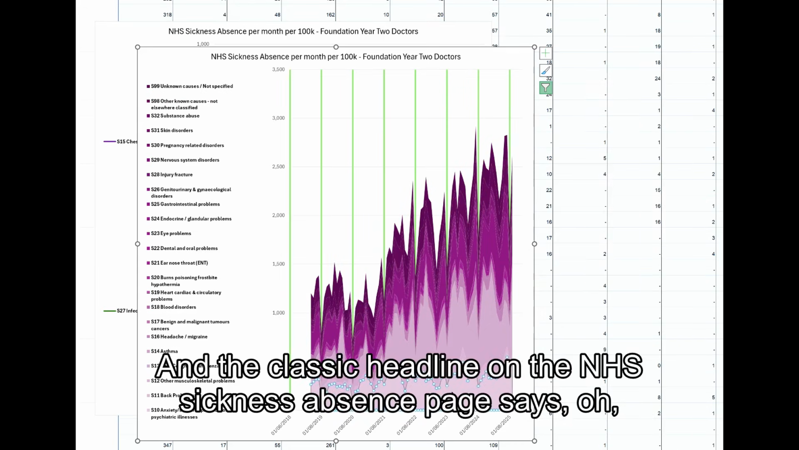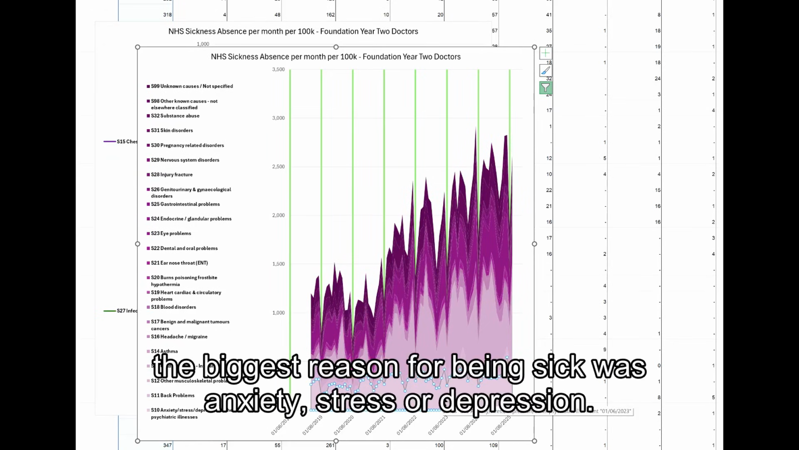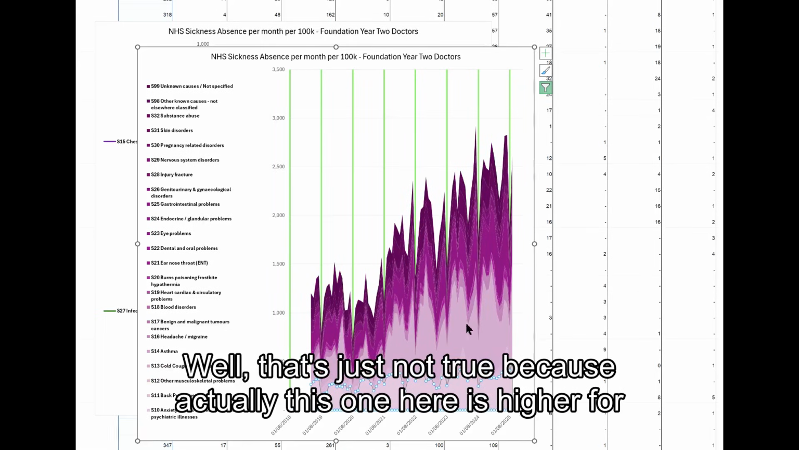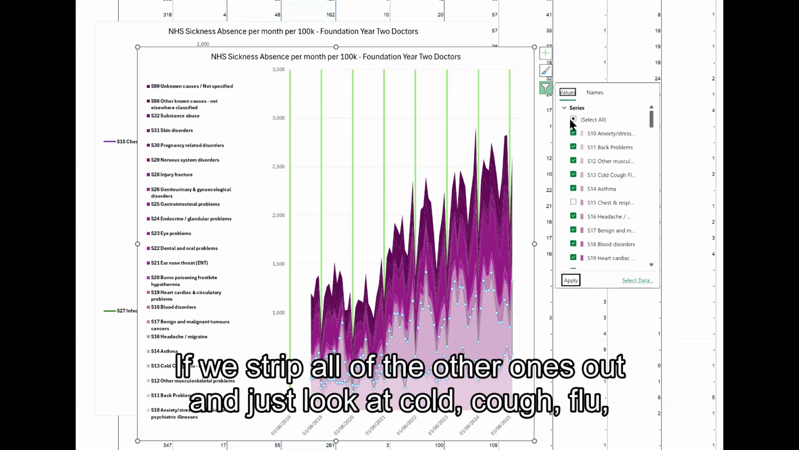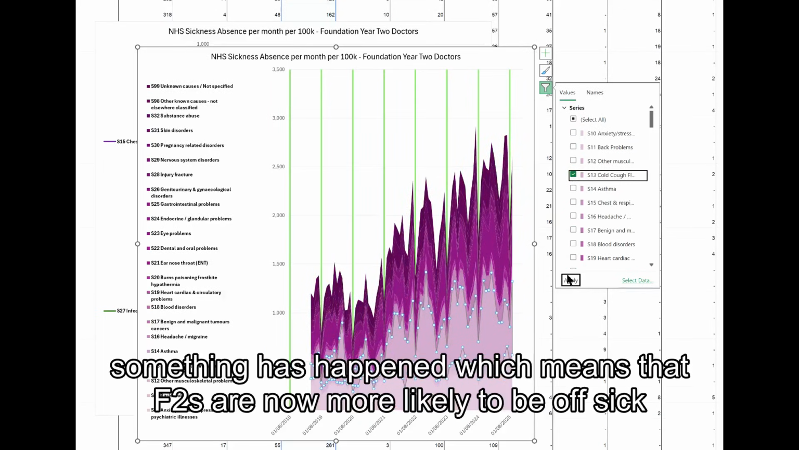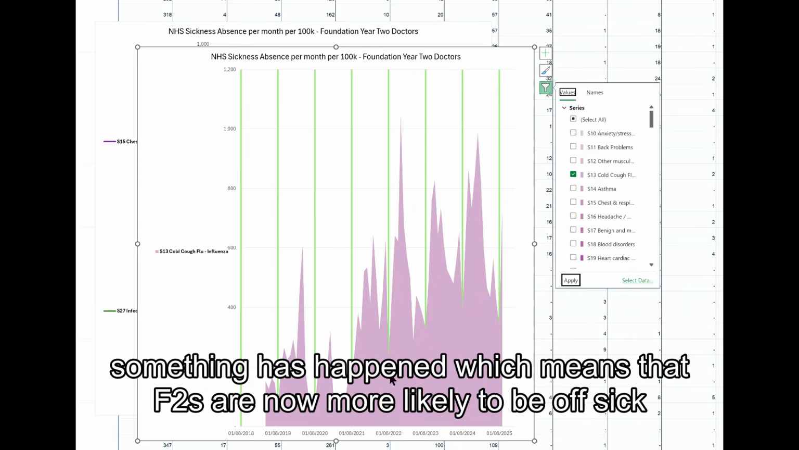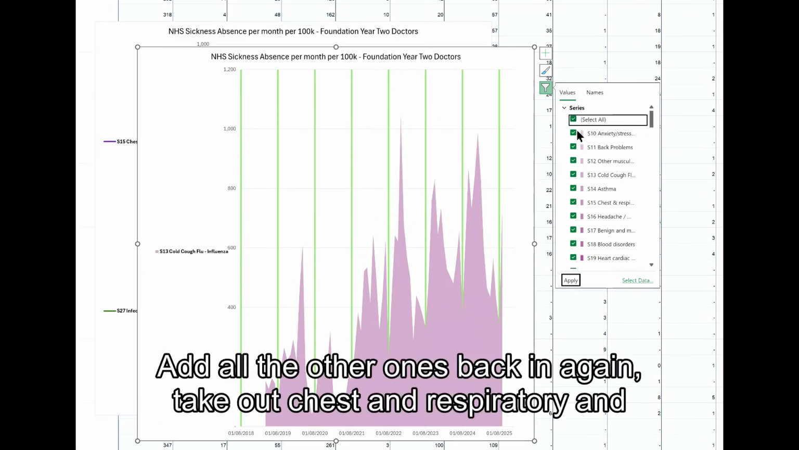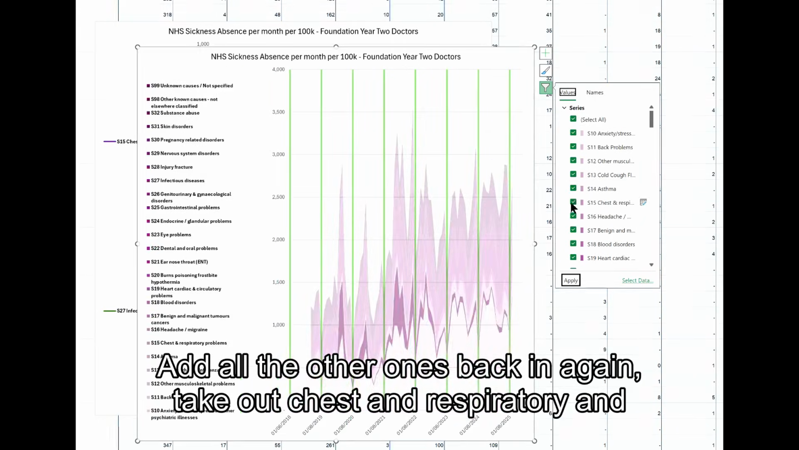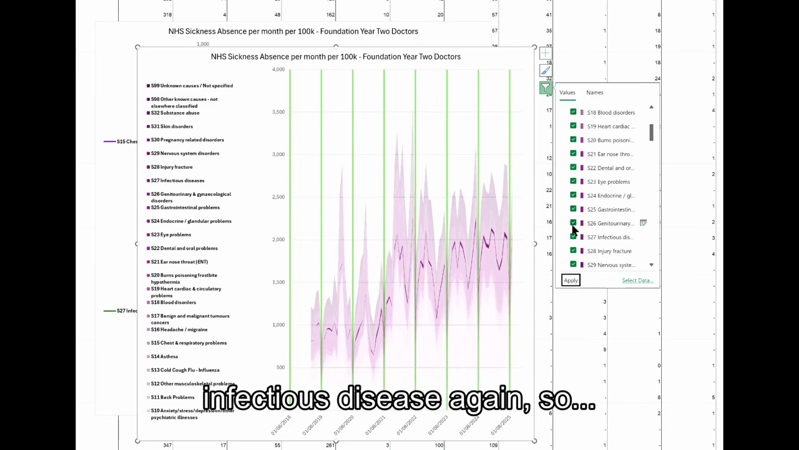And here, the classic headline on the NHS sickness absence page says, the biggest reason for being sick was anxiety, stress, or depression. Well, that's just not true, because actually this one here is higher for most of the time. It's cold, cough, flu. If we strip all of the other ones out and just look at cold, cough, flu, something has happened, which means that F2s are now more likely to be off sick with cold, cough, flu. Going to add all the other ones back in again. Take out chest and respiratory and infectious disease again.